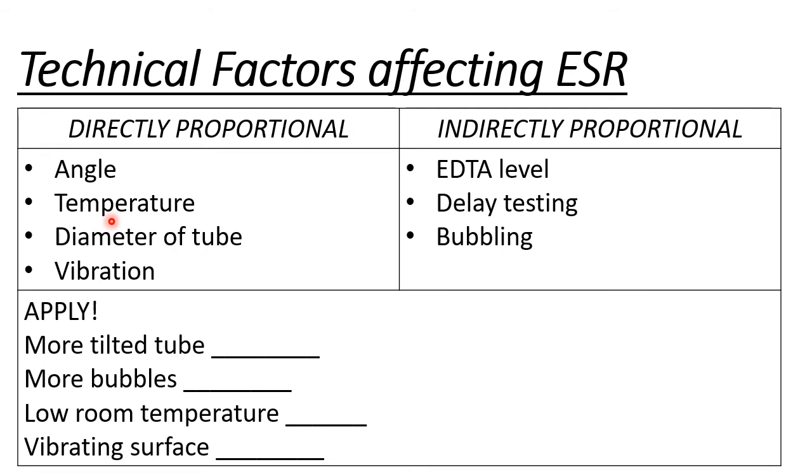Temperature, the higher the temperature, higher din ang ESR. The diameter of the tube, mas malaki ang bore of the tube, mas maganda ang sedimentation, mas mataas ang ESR. Vibration naman, mas nagba-vibrate ang surface, mas mataas ang ESR. Dito naman tayo sa indirectly proportional. Mas maraming EDTA level sa ating blood specimen, mas konti ang ESR kasi hindi maganda yung rouleau formation if ever mas madami yung ratio ng EDTA as compared to your blood.